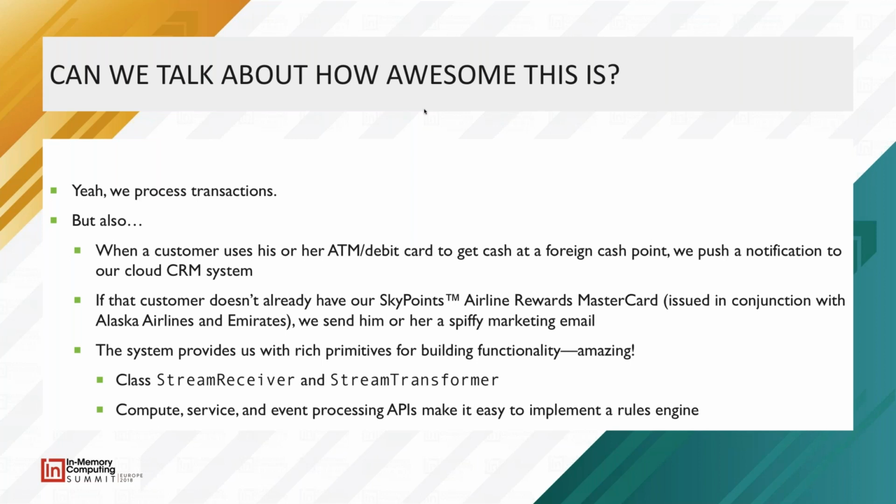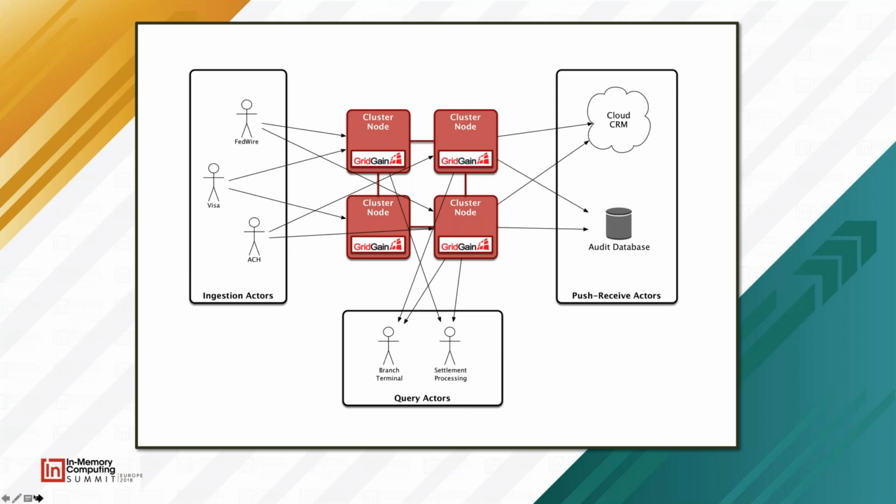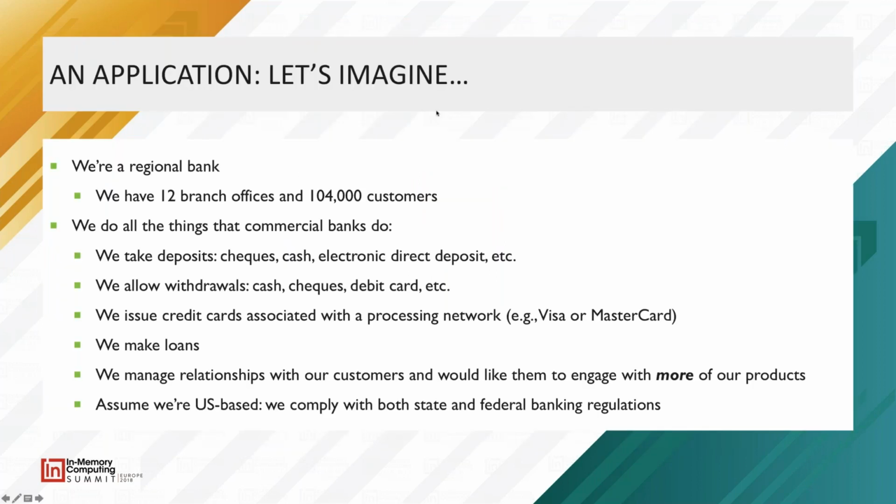But because of the functionality offered by this IMDG, we're able to do things like, if I can mark this up very quickly with a blue pen here, there may be a raw XML document from Fedwire coming in. GridGain's stream receivers are smart enough to be able to receive this on exactly the cluster node where it will ultimately be resident.